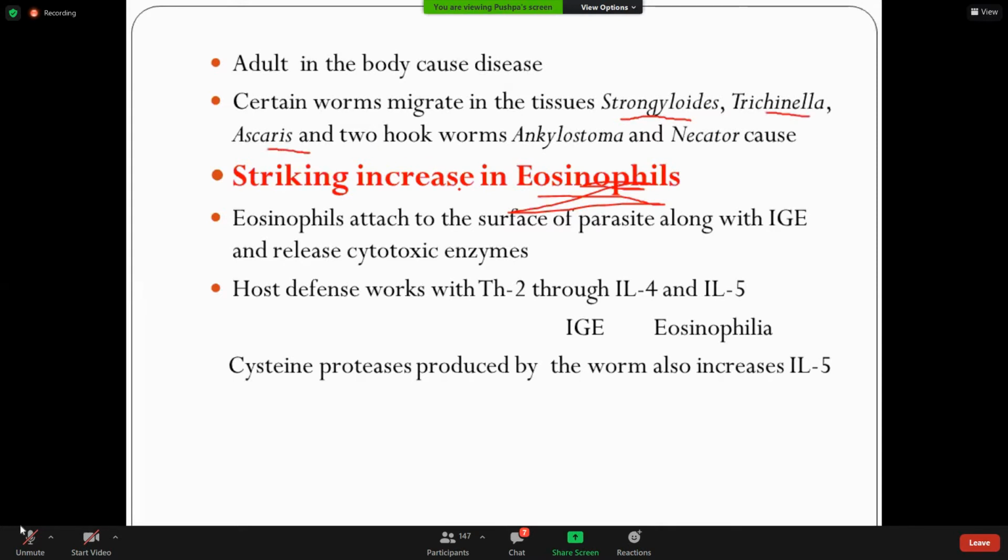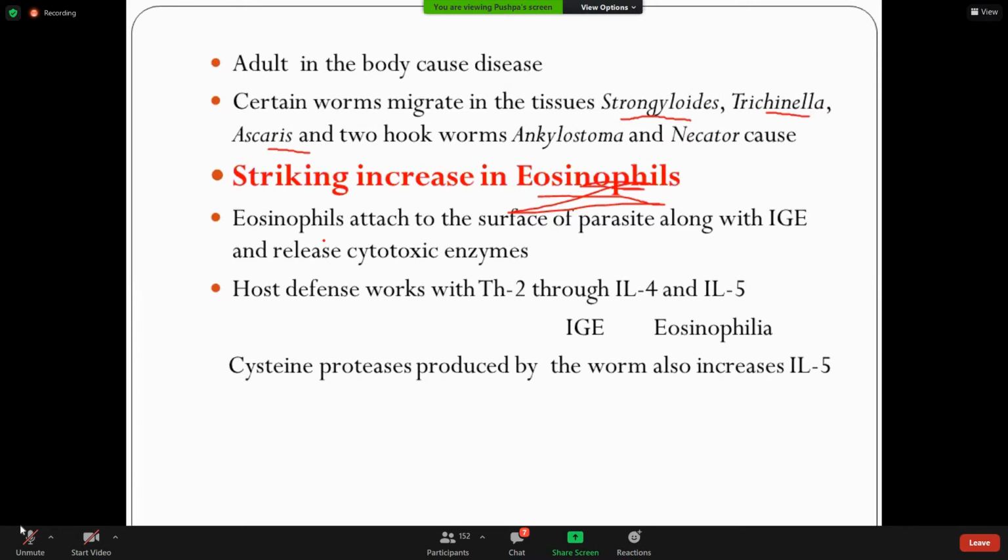So why is it increasing? Because it's a foreign body, so the body's response is to combat that infection and to overcome it. Eosinophils do not exactly kill the parasite or the organism, but they bind with IgE and then attach to the surface of the parasite.